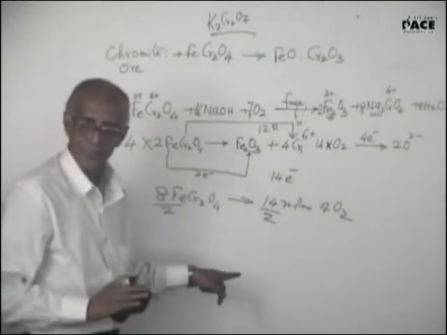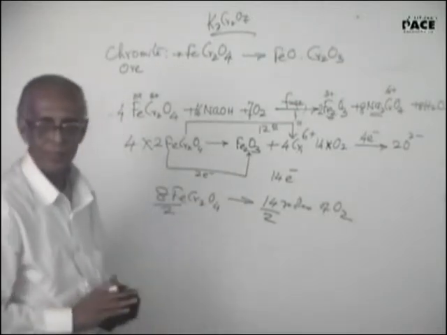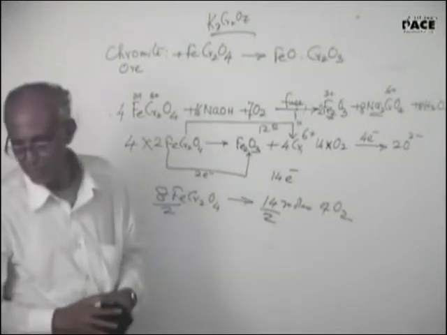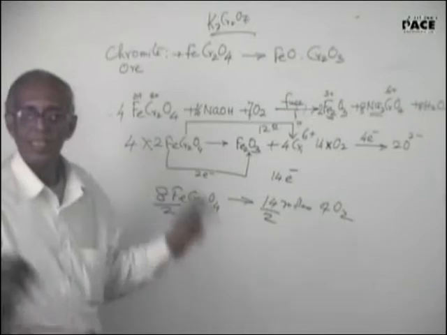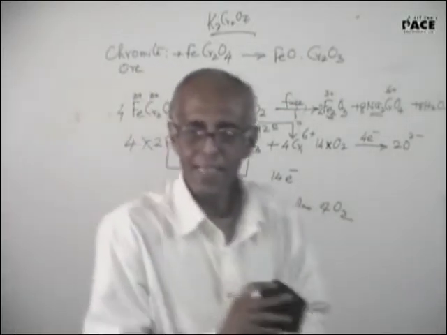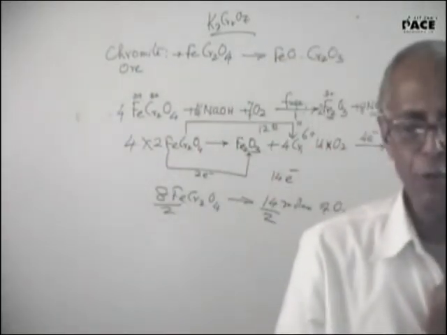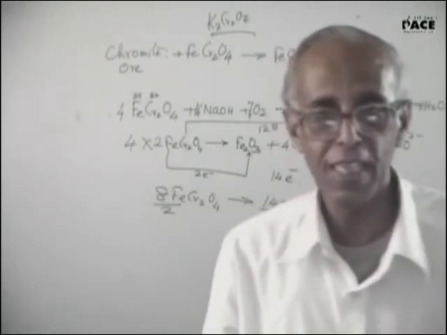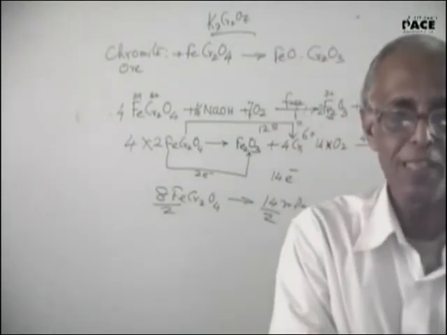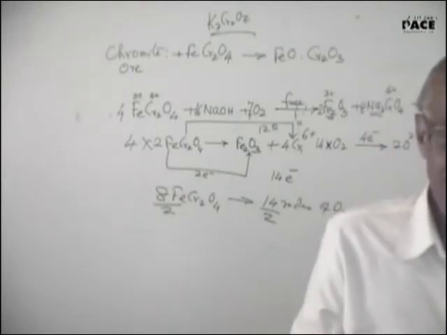Have you written? No, sir. Have you understood? Yes. Oxygen requires 4 electrons. Chromite liberates 14 electrons. I cross multiply. That's all.